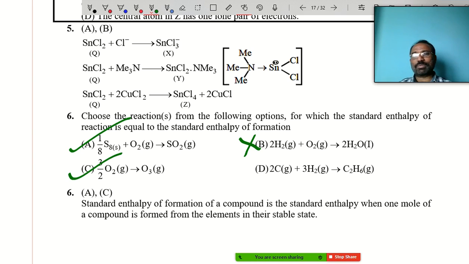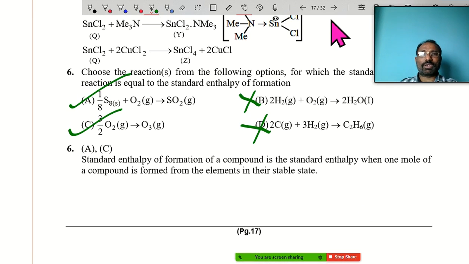But in case of the formation of O3, O3 is formed from its constituent element, that is oxygen. It is also a right statement. And in case of D, that is the wrong one. Why? Because the standard form of carbon is graphite and it should be in solid state, but it is mentioned in the gaseous state, therefore it is the wrong statement. Therefore, the right options are A and C.